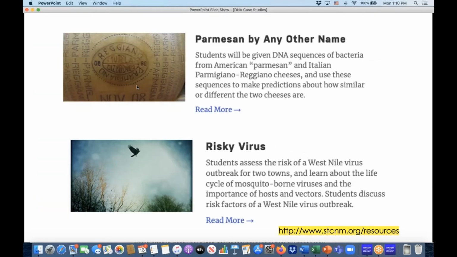We have another activity, Parmesan by any other name, where students compare the bacteria that are present in American Parmesan cheese and authentic Italian Parmigiano-Reggiano, and they can look at the sequence diversity and then make conclusions about maybe why these two cheeses might taste different. Another one called Risky Virus is about assessing the risk for the outbreak of a West Nile virus, comparing two towns. And basically what the students do is they use sequences to identify whether all of the components necessary for an outbreak are present in either of the two towns.